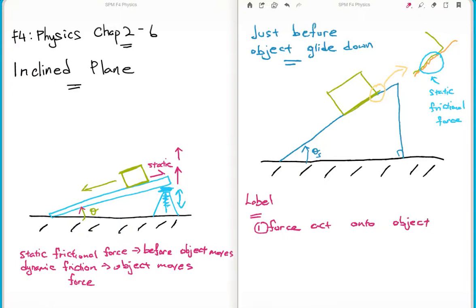What forces act on it? First of all, the easiest one would be gravity, right? So gravity will act on it, and therefore you get weight. This is where you point towards the Earth, mg, the mass of this object times g, the acceleration due to gravity of the Earth. That's where you get your weight.